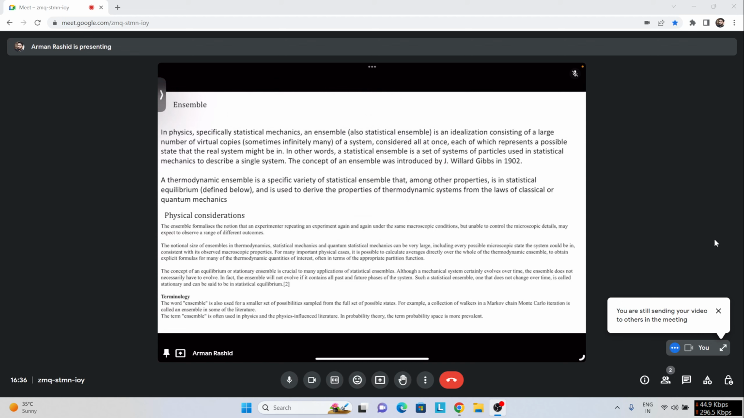So for example, we have a system, we create an infinite number of copies of that system, and we say that each of these virtual copies will represent a state in which our real system can be. In other words, a statistical ensemble consists of a set of systems of particles used in statistical mechanics to describe a single system. The concept of an ensemble was introduced by Gibbs in 1922. Now a thermodynamical ensemble is a specific variety of statistical ensemble that, among other properties, is in statistical equilibrium and is used to derive properties of thermodynamical systems from the laws of classical or quantum mechanics.